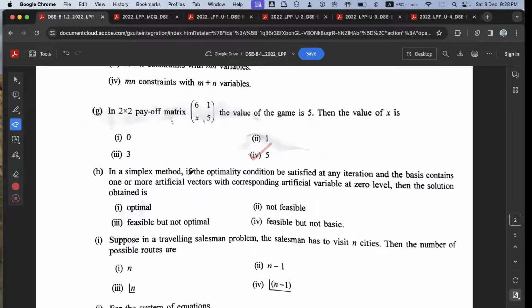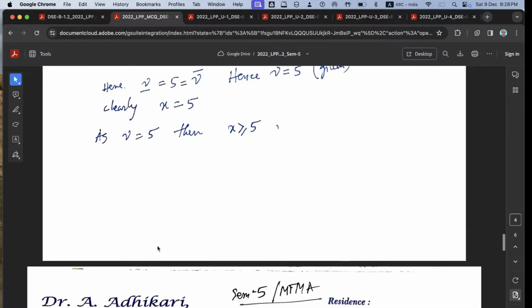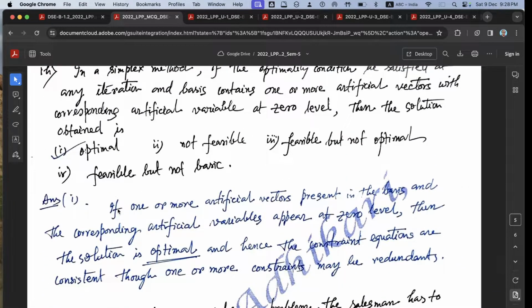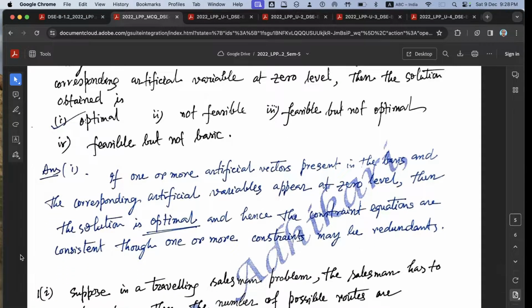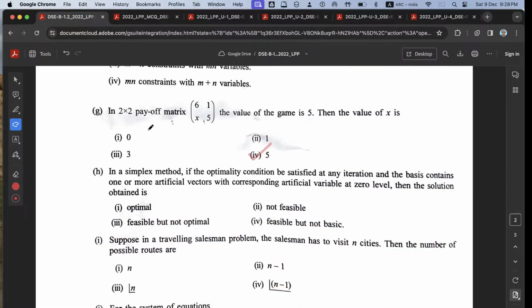Question H. In a simplex method, if the optimality condition is satisfied at any iteration and the basis contains one or more artificial vectors, the corresponding artificial variable at 0 level, then the solution obtained is what? If one or more artificial vectors are present in the basis and the corresponding artificial variables appear at 0 level, then the solution is optimal, and hence the constraint equations are consistent, though one or more constraints may be redundant. So the correct option is 1.